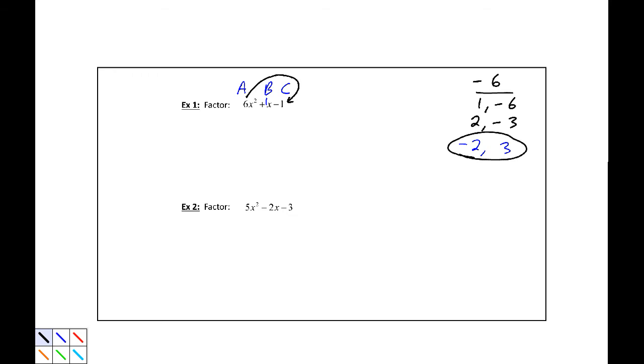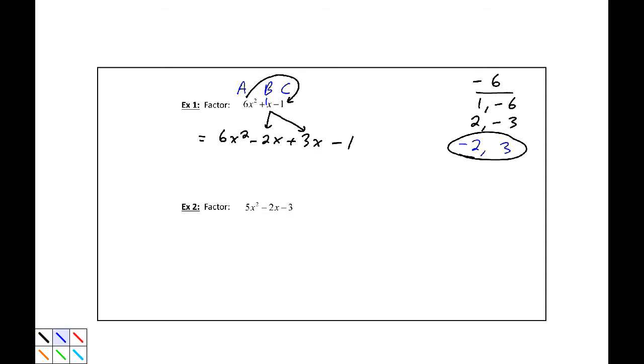Now, what I'm going to do next is break apart my middle term, the term that has the b. Because we just chose these values so that they add to be 1, I'm going to write this as 6x squared minus 2x plus 3x minus 1. So again, those two terms are coming from the middle term that I just broke apart.